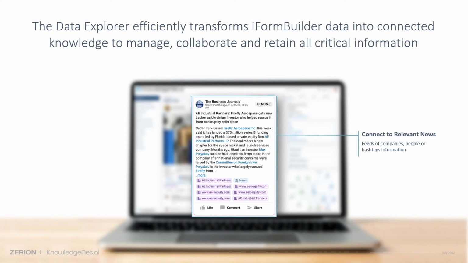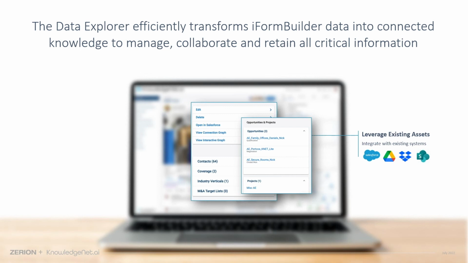And then I mentioned the connecting of relevant news. So for ABC Corp or any company that you're following, we're presenting the news information to you as well, feeds about company, people, or the hashtagged information. And then we're able to leverage your existing technology. If you're using a CRM or a document management system, we're able to bring that into KnowledgeNet so that you have one place to be able to access, for example, for a document management system, any of the files or documents that are related to ABC Corp.